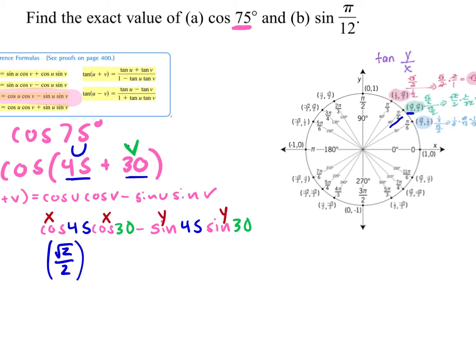Now I'm going to go to where cosine is 30, which is here. Cosine is x, so the x value here is square root 3 over 2. Then I need to find the sine of 45. Sine is y, so that's square root 2 over 2. And then sine of 30, sine is y, so that would be 1/2.